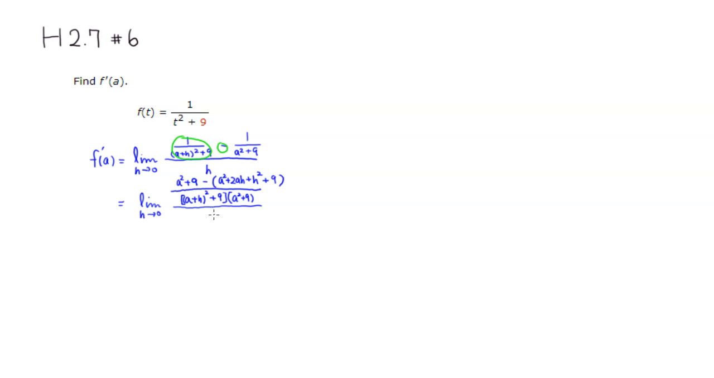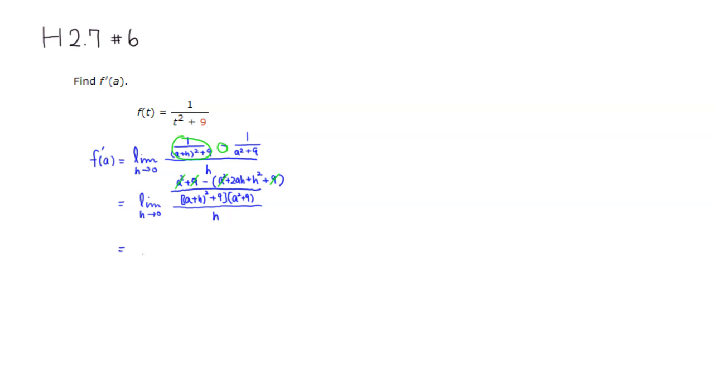Then you have h on the bottom, and then we can clean up. So you have a squared minus a squared; we can cancel those. And then you have 9 minus 9, so we can cancel those. And then not much else. We're going to clean up a little bit here.